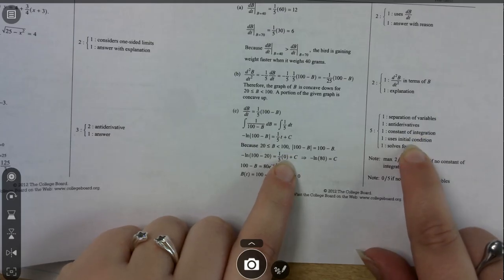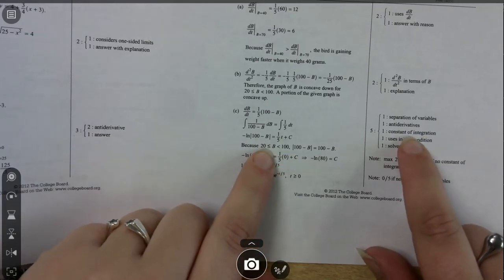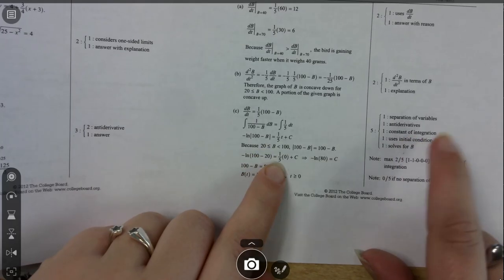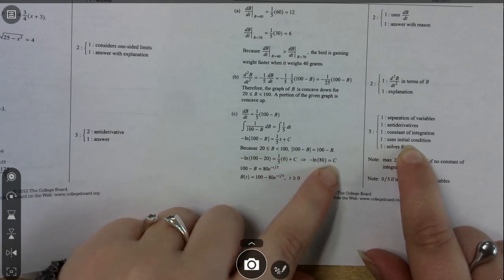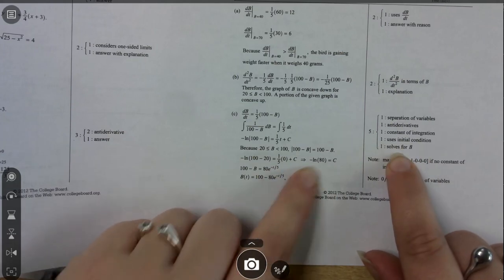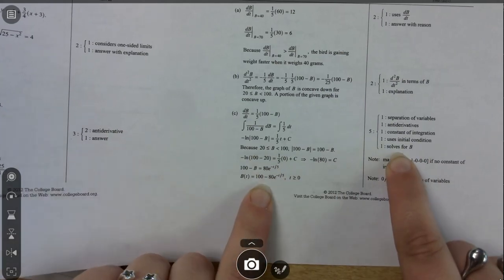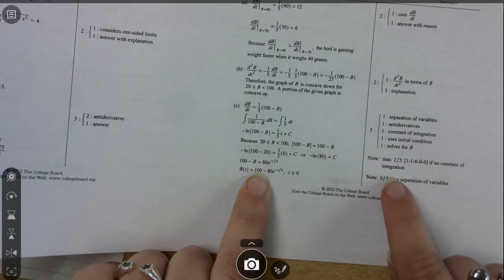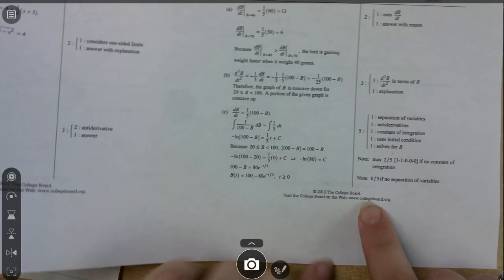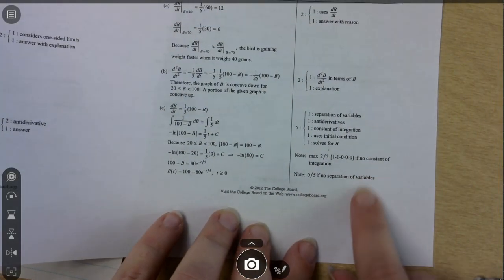Use initial condition, so we're here. So this is my statement. My statement would be 1 point. Use the initial condition, so use the fact that b of 0 equals 20. Should have gotten here, so now we have our c. And then solve for b is 1 point itself. And then they have notes here, if you want to look at those.